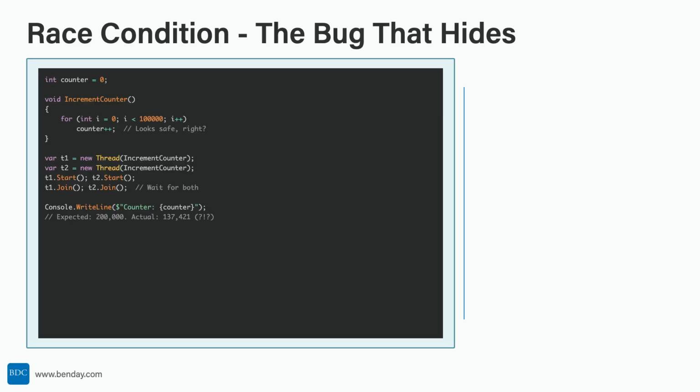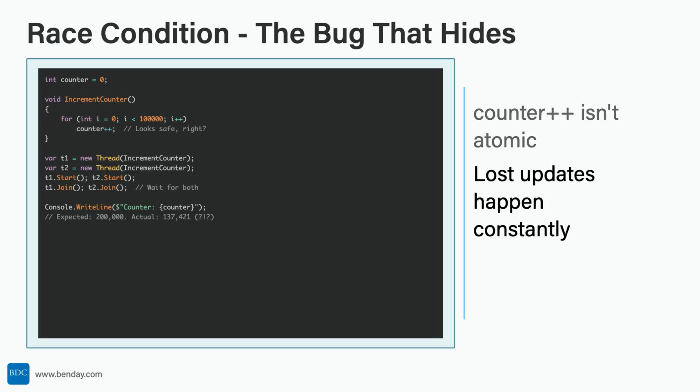Okay, here's where things get dangerous. This is one of those bugs that made me question my career choices early on. That innocent-looking counter++ is actually 3 operations. Read the value, add 1, write it back. 3 separate steps where another thread can interfere.